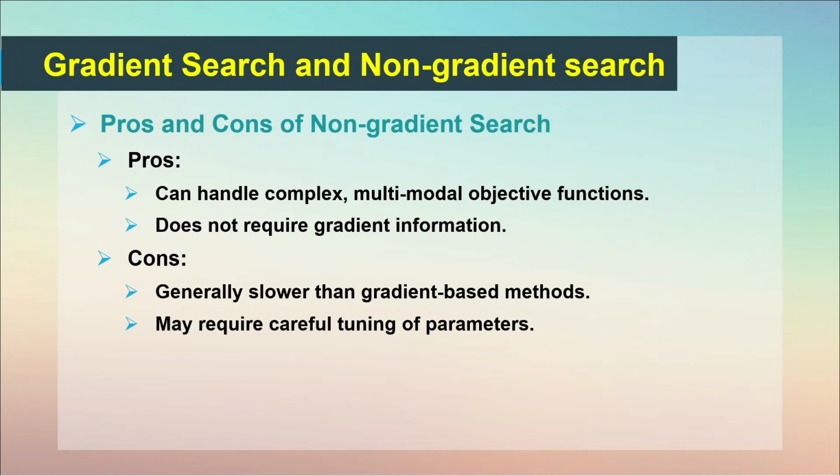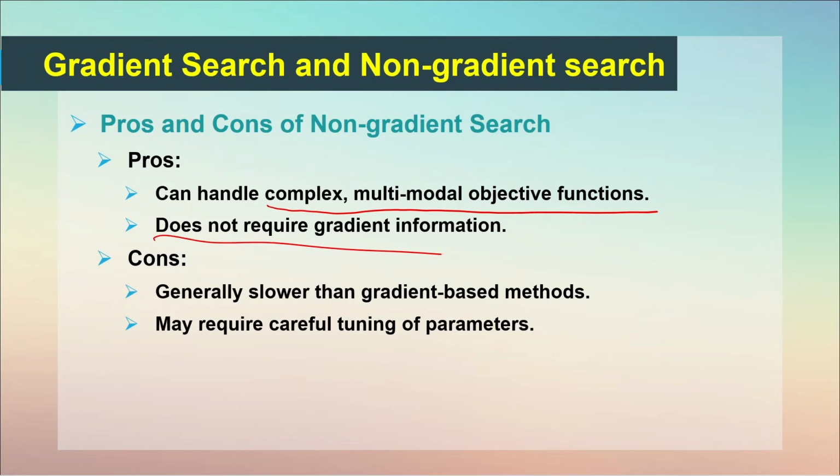Pros and cons of non-gradient search. When you want to handle very huge data sets, use gradient search. But suppose the objective function is complex and multimodal. See, when my objective function is very complex and multimodal, then definitely you should go for a non-gradient based approach. And the most important point is that the previous iteration's gradient value, that is the change in x value, is not required here, and we need not remember that previous gradient value.